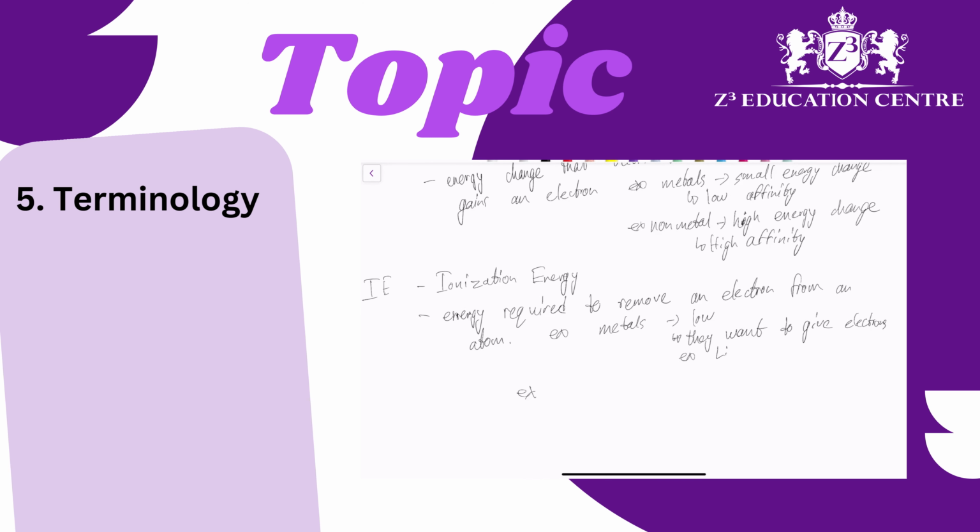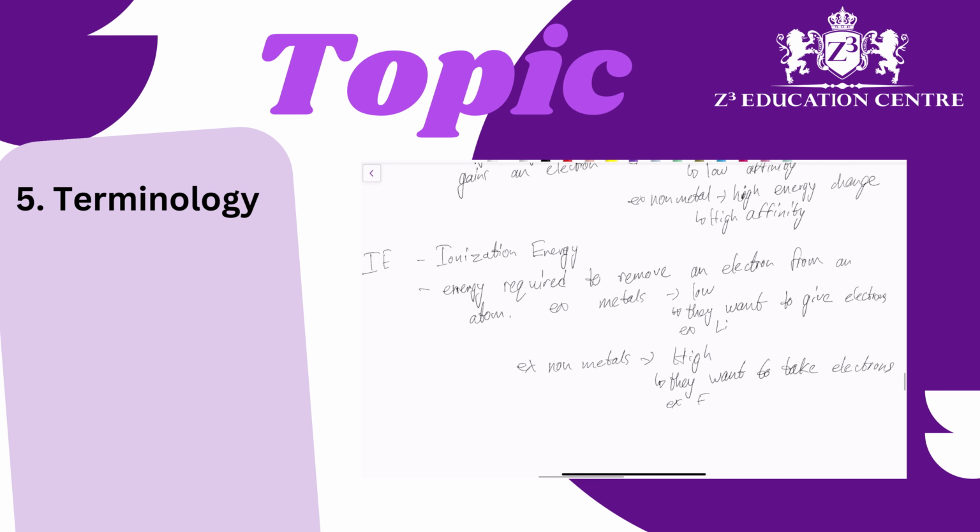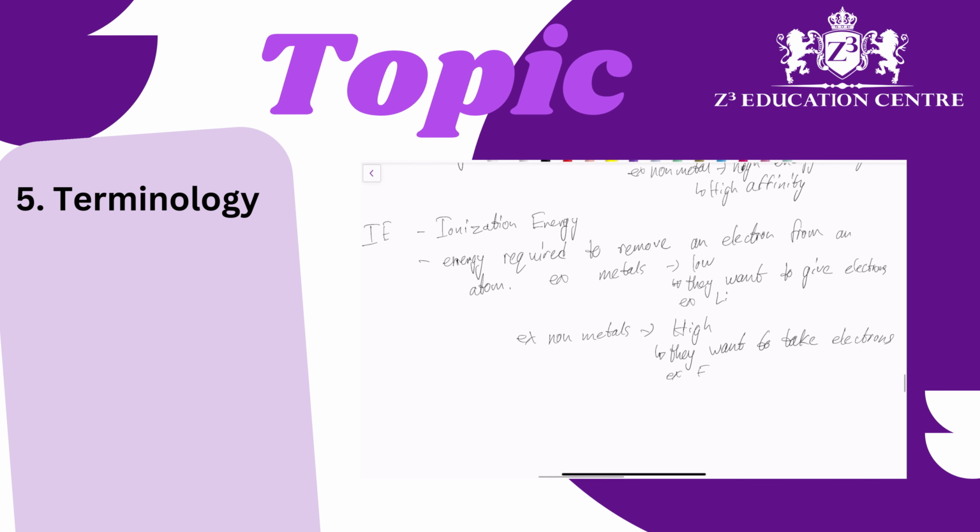And another example would be nonmetals. So what happens with them? They have high ionization energy because they want to take electrons. Example would be fluorine, which has 7 electrons in its last shell, very high electronegativity and a high ionization energy.